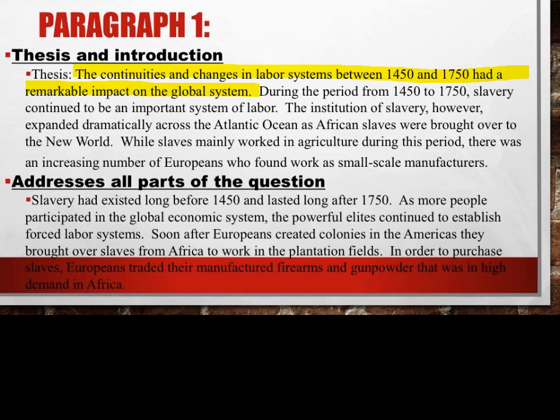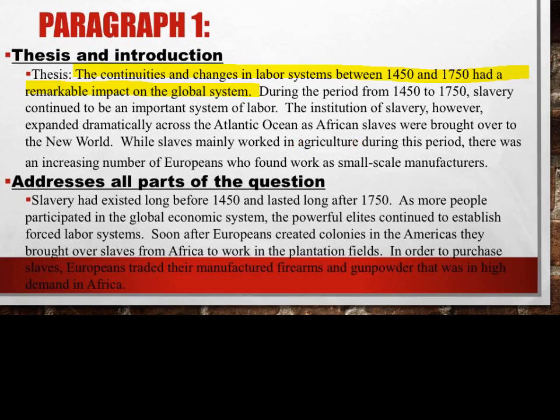So not only does slavery exist in other parts of the world, but as they bring them over to the Americas and more people are now becoming involved in that global economic system, in particular we're talking now about Europeans, those powerful elites continued to establish new forced labor systems, even upon the discovery of new lands. Alright, the third answer, agriculture.